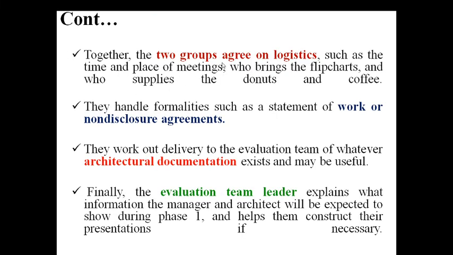Next, together the 2 groups agree on logistics. What logic do we have to develop? How to analyze, we have to think. And what is the non-disclosure agreement? What agreements do we have to verify? Any documentation we have to verify. And who will be the evaluation team member? The evaluation team leader will explain what information the manager and the architect will be expected to show during phase 1. These are all the pre-preparation.